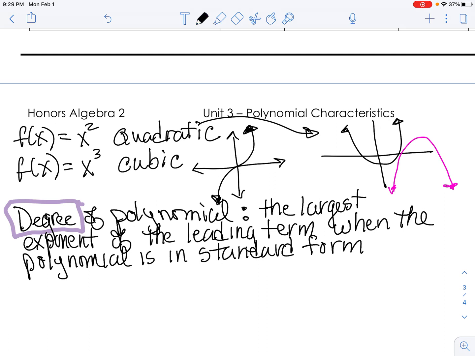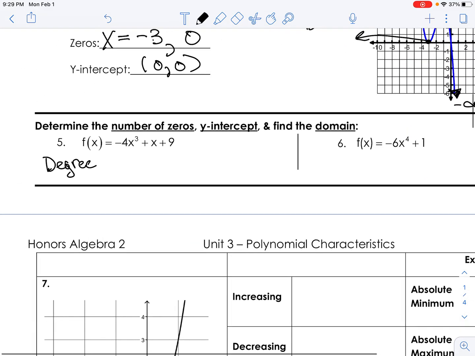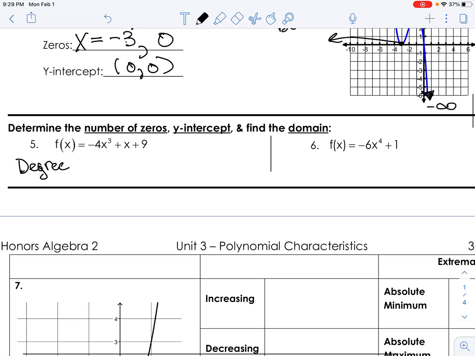That is called the degree. So when you look at the equation of a polynomial, it should be in standard form. Standard form, like when it's quadratic, means it's ax squared plus bx plus c. So highest degree exponent, largest exponent, then the next largest exponent, and so on, down to a constant term, which is a number term.